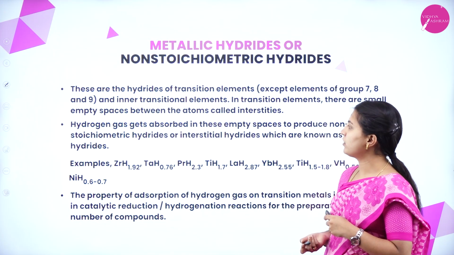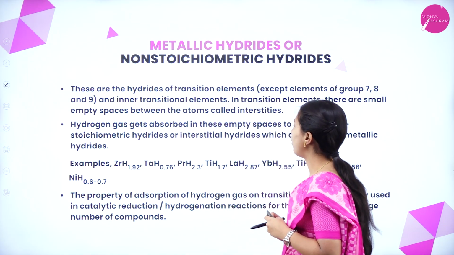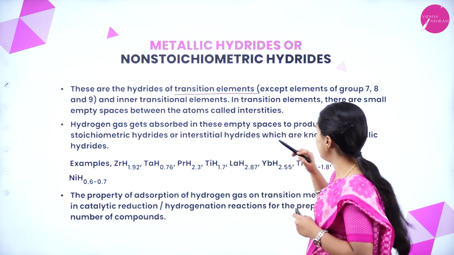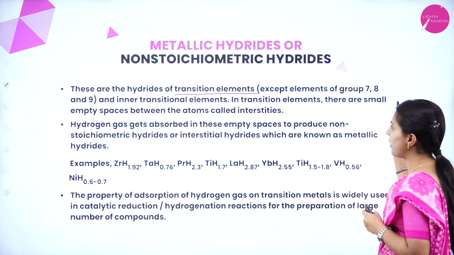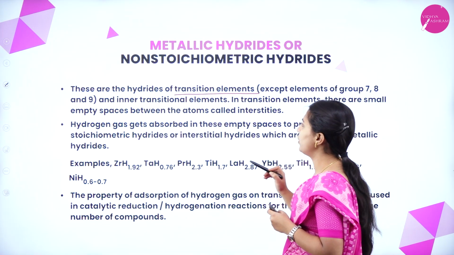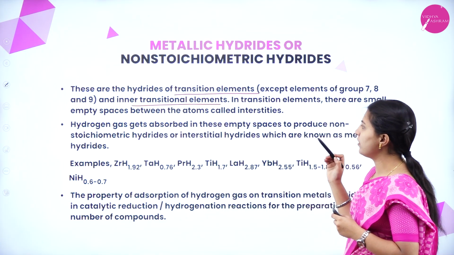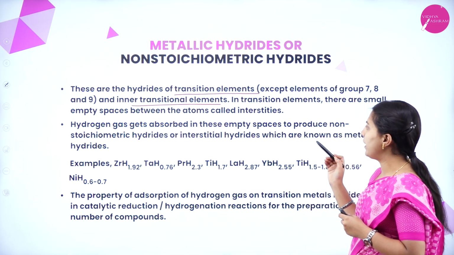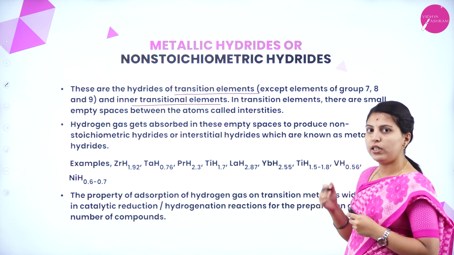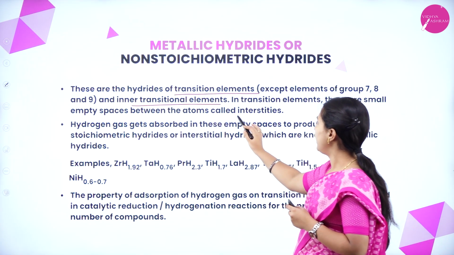Next, metallic hydrides or non-stoichiometric hydrides. These are the hydrides of transition elements. Transition elements means d block elements except elements of group 7, 8 and 9. And inner transition elements also it will include. In transition elements, there are small empty spaces between the atoms called interstices. In the d block also, there are so many gaps or empty spaces that will be called interstices.